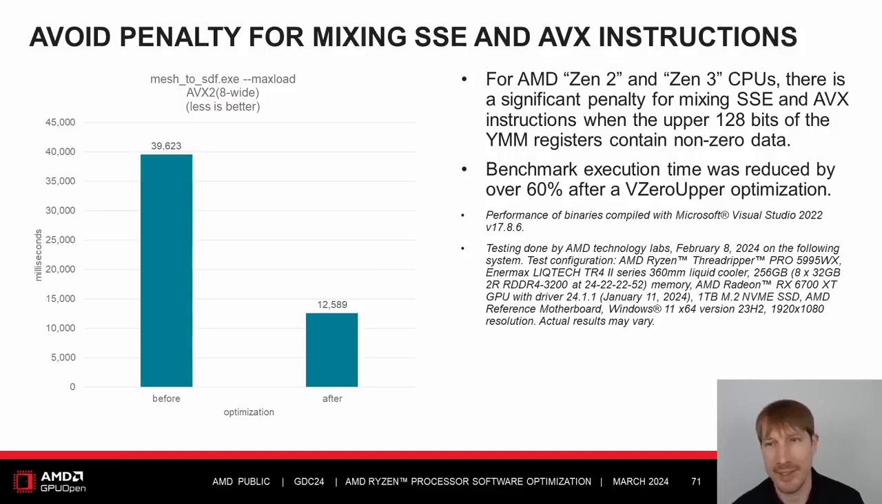To avoid this penalty, a VZEROUPPER or VZEROALL instruction should be used to clear the upper 128 bits of all YMM registers when transitioning from AVX code to SSE or unknown code. In this example, benchmark execution time was reduced by over 60% after a VZEROUPPER optimization. Thanks to its microarchitecture improvements, Zen 4 does not have this penalty.